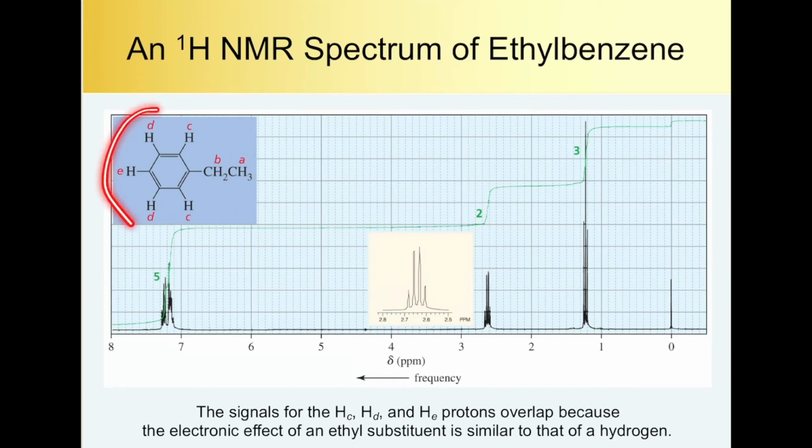And all of these three different types of protons exist as a multiplet, which you can see somewhere between 7 and 7.3. That's because the electronic effect of the ethyl substituent is similar to that of the hydrogen, and that's the reason they are going to split as a multiplet.